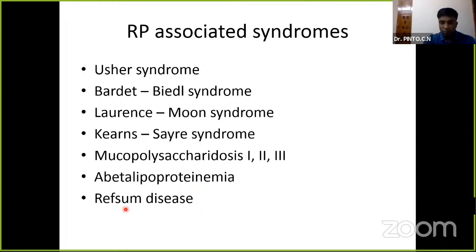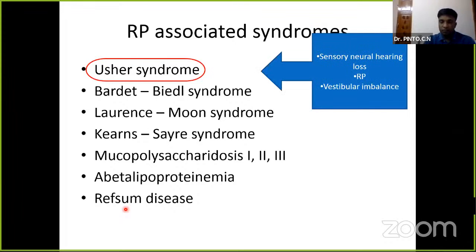So let's discuss one by one how they are different from one another. In Usher syndrome, there will be sensory neural hearing loss. Along with that, the patient will have retinitis pigmentosa and vestibular imbalance. Okay, these are the main important features in a case of Usher syndrome.